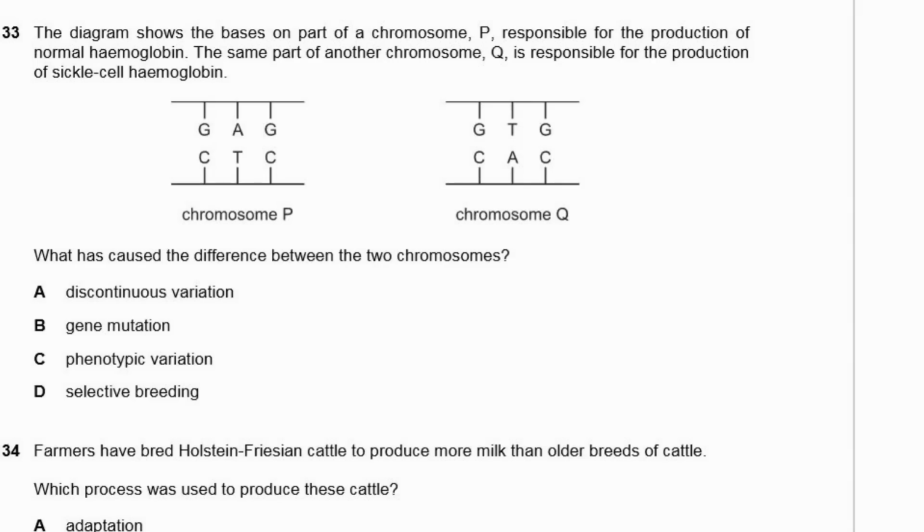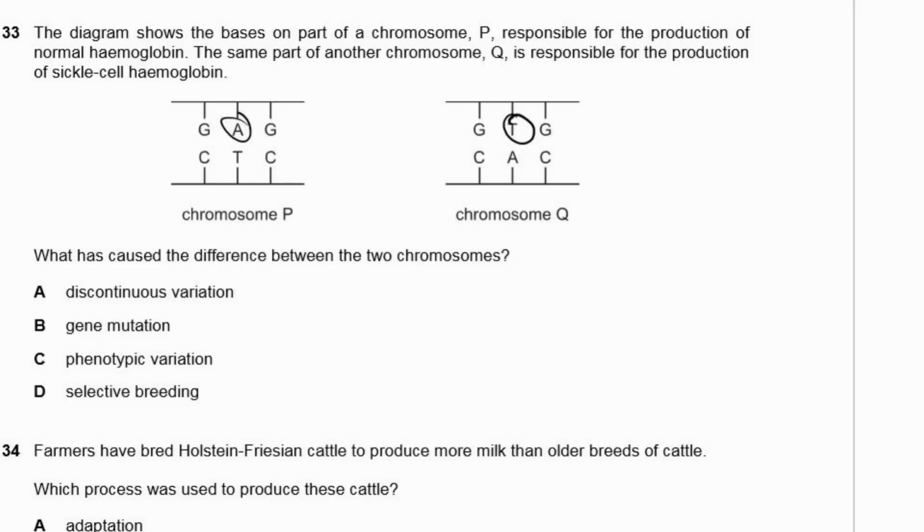Question 33. The diagram shows the bases on part of a chromosome, P, responsible for the production of normal hemoglobin. The same part of another chromosome, Q, is responsible for the production of sickle cell hemoglobin. Okay, so chromosome P, GAG, chromosome Q, GTG. So the difference here is T and A. So obviously the complementary base is also different.